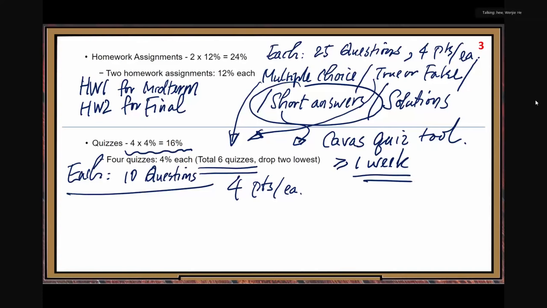If it's just one number and it's wrong, you lose all the 4 points. If you give some related work, then based on the quality of your work, you can get 3 points, 2 points, or 1 point, okay? Partial credit. Try to get as many points as possible.